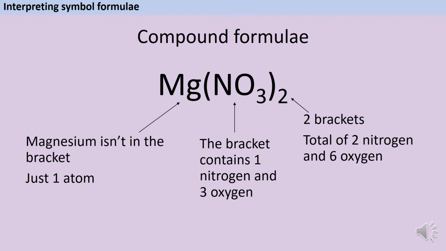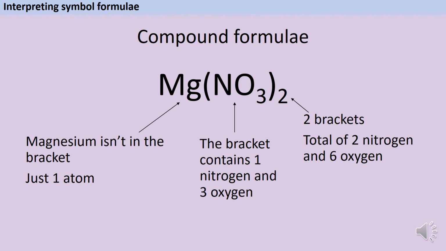The most complicated part about interpreting symbol formulae is when we start to introduce brackets. These brackets are used to indicate groups of atoms that come together as a kind of package deal. So this compound here is called magnesium nitrate, and it's made up of magnesium and something called a nitrate ion, and that nitrate ion has a nitrogen atom and 3 oxygen atoms, and there are 2 of that nitrate ion. So we use the brackets, and then the 2 applies to the entire bracket. So you could think about writing this out as MgNO3NO3, because NO3 happens twice.